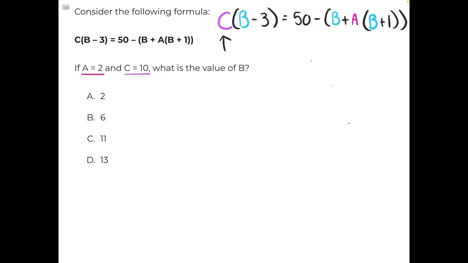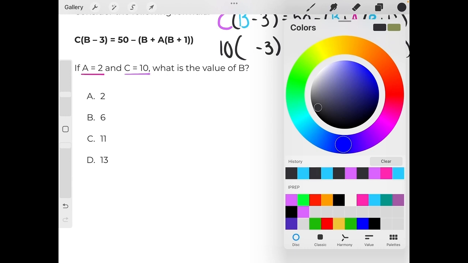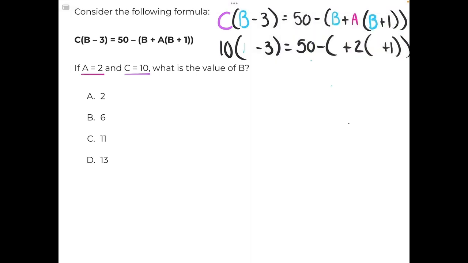Here I have C, which I know is equal to 10, so I can rewrite this as 10 times B. I'll go back and write that in blue later. Minus 3 is equal to 50 minus B plus A, which I know is 2, so I'll write 2 times B plus 1. Then I'll go back and make those B's blue so that they're easy to see.